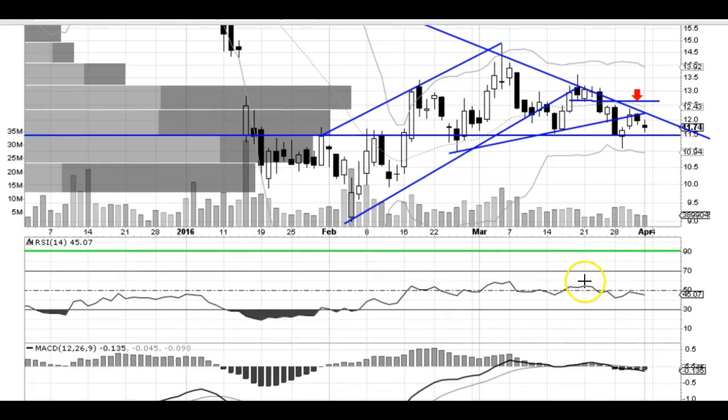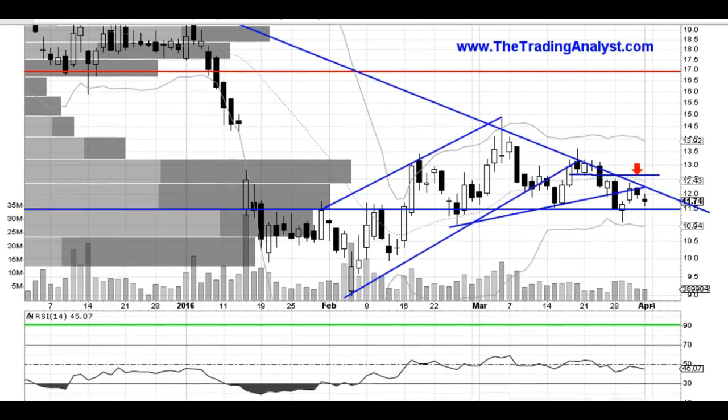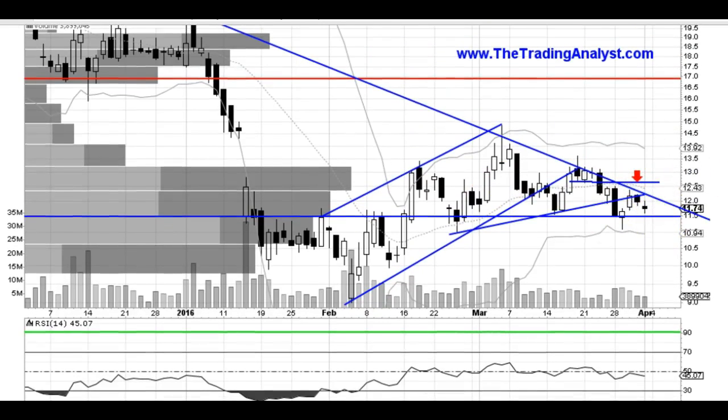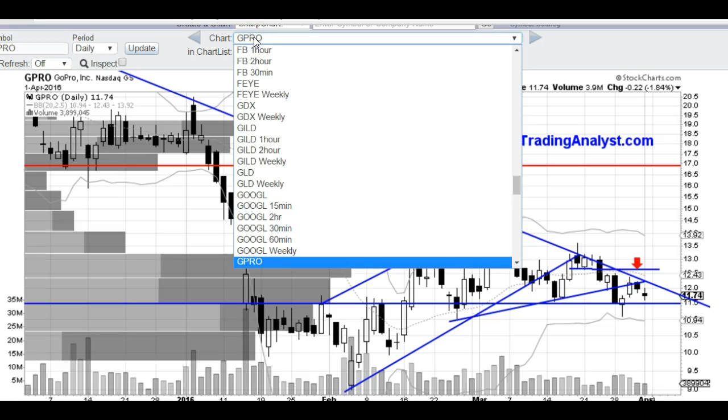Looking at the indicators, we are trending down and we are holding below this 50 mark for quite some time. Looking at the MACD, we are trending down and we crossed below not only the signal line, but below the zero line right here. This is the zero line and we are below that, okay? So the chart as well as the indicators are agreeing that most likely GoPro is heading lower.